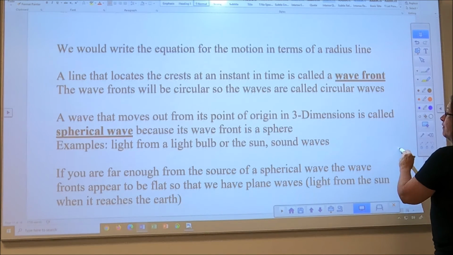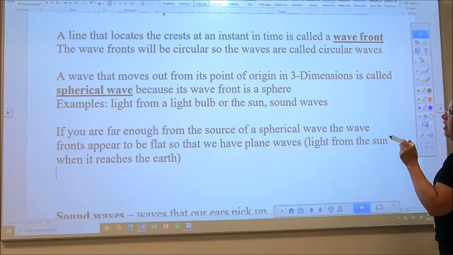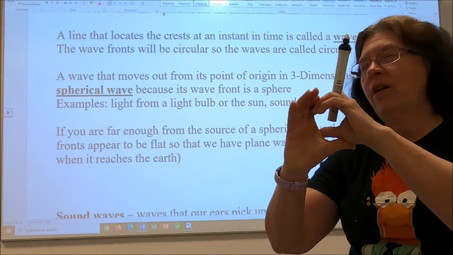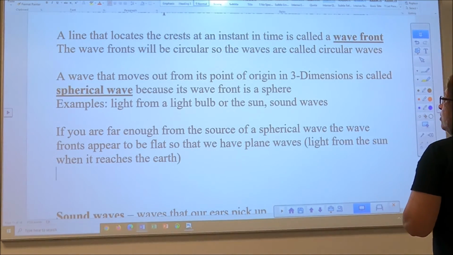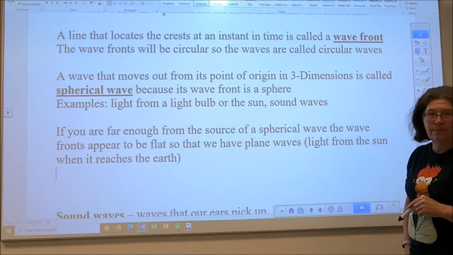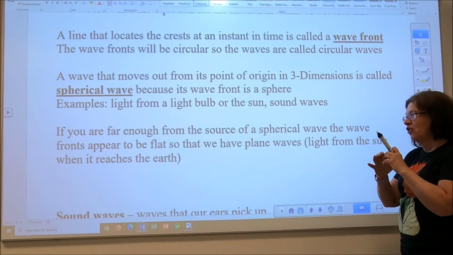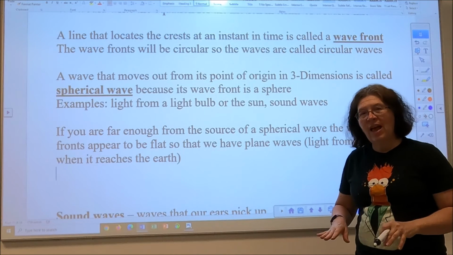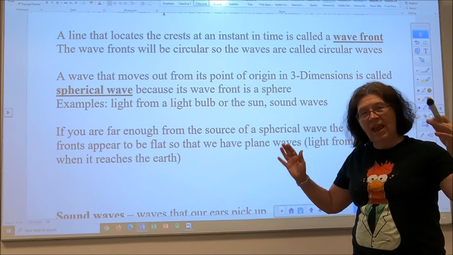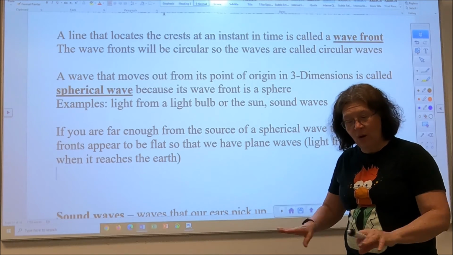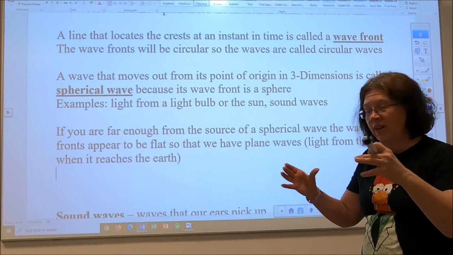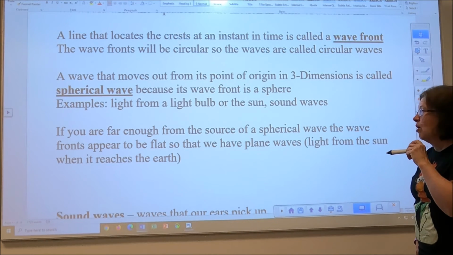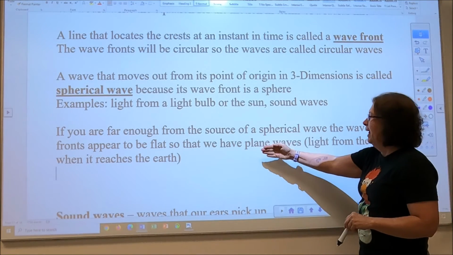Now, if you are far enough away from a source of a spherical wave, and you see only a very small portion of the wavefront, the wavefront can appear to be flat. You've gotten such a small section that you've gotten a flat section of it. We call that a plane wave. Let's face it, I'm standing in a building right now that's on a spherical earth, but I know it's flat, and that's because I'm such a small section of the sphere, we're down to where it's flat. Light coming from the sun, when it reaches the earth, appears to be a planar wave.